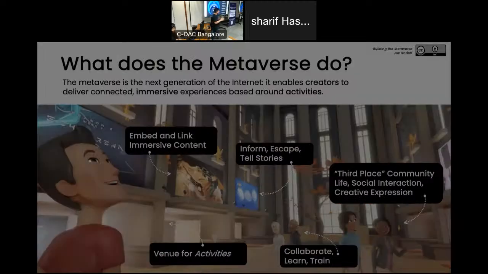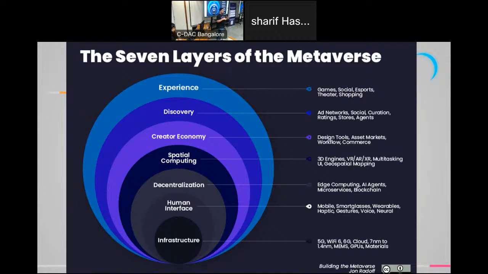Your experience with a metaverse is basically designed through these seven layers of the metaverse, right? There are seven layers of how your experience is defined on a metaverse. The first layer is the experience layer, the actual layer that you are interacting with.